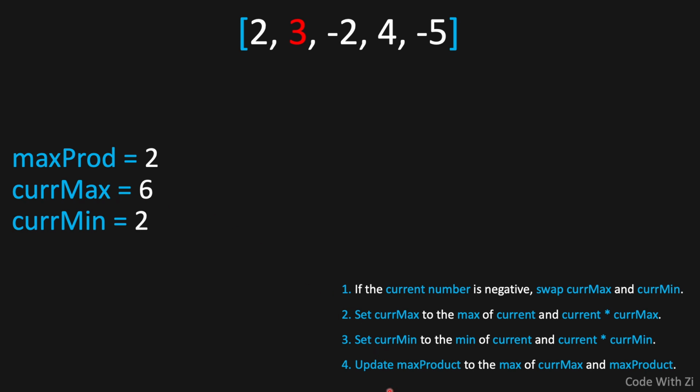And then we're going to say set currentMin to the minimum of current and current multiplied by min. Again, same thing. The minimum between 3, which is our current value, and the previous value multiplied by the current. That's going to give us 3 and 6. We're going to pick the minimum and that's going to be 3.